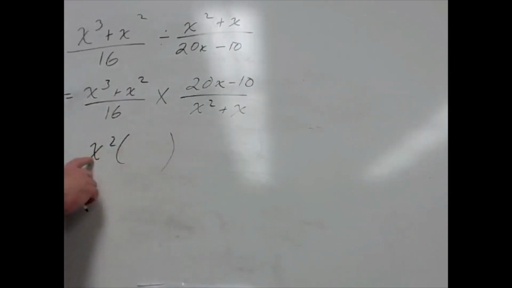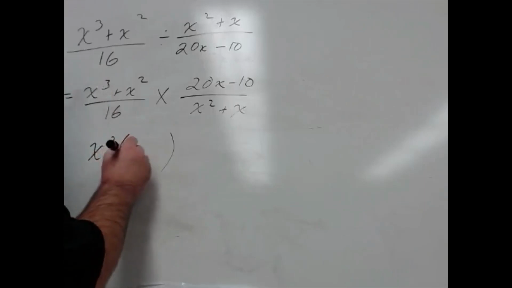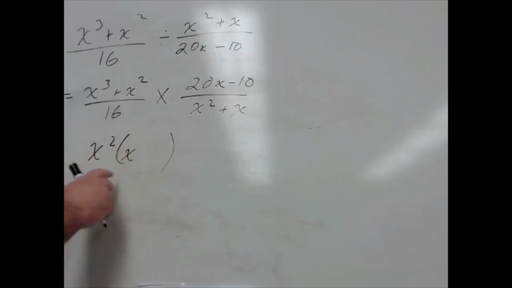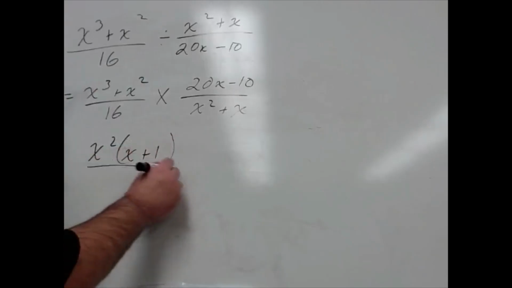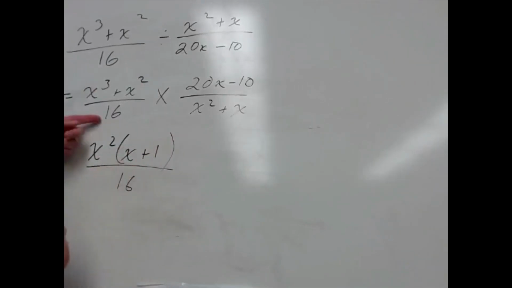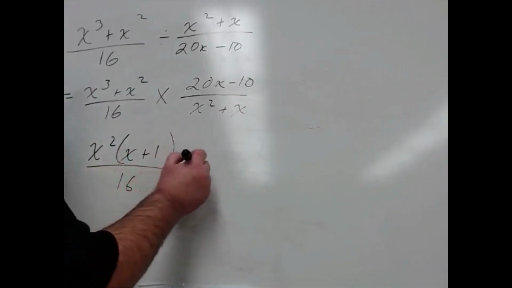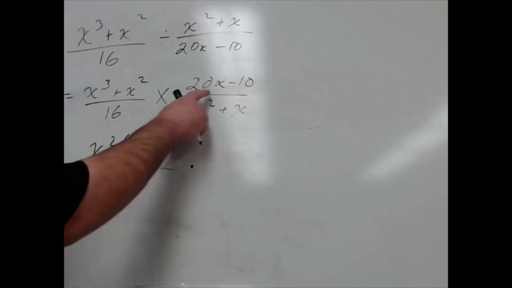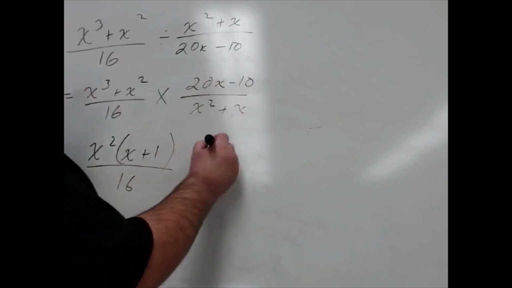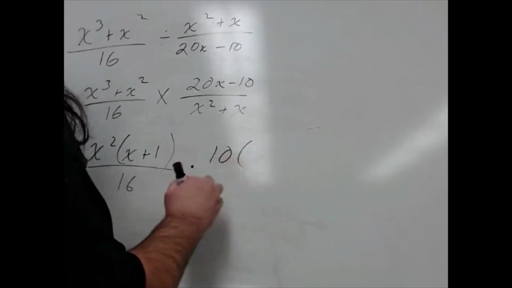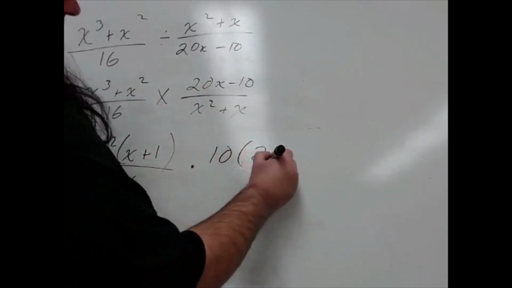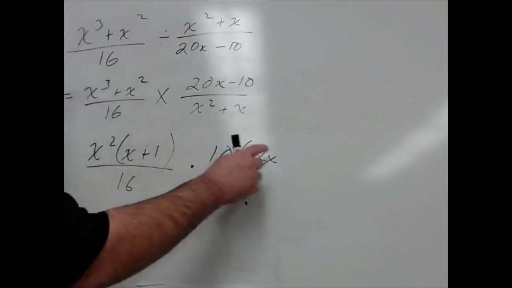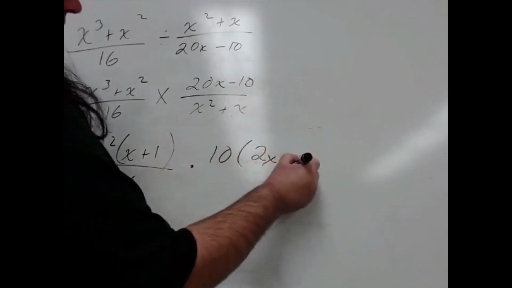X squared times what gives me x cubed? Should be x. X squared times what gives me a positive x squared? Should be plus 1. 16 I can't do anything with. So, the common factor here would be 10. Take out the 10. 10 times what gives me 20x? That should be 2x. 10 times what gives me negative 10? Should be negative 1.